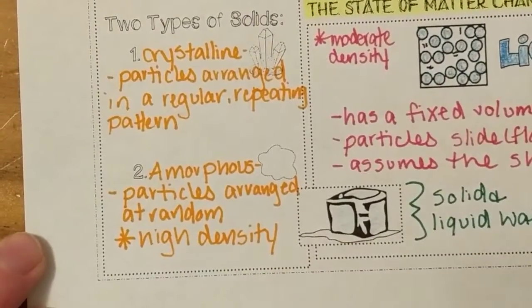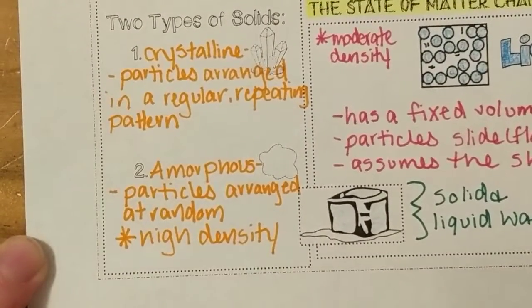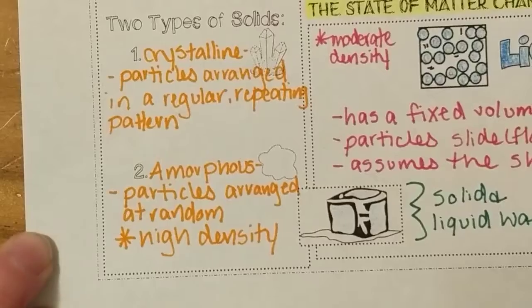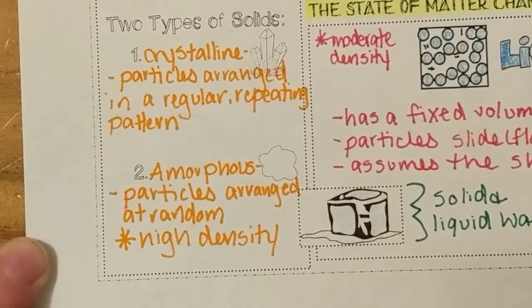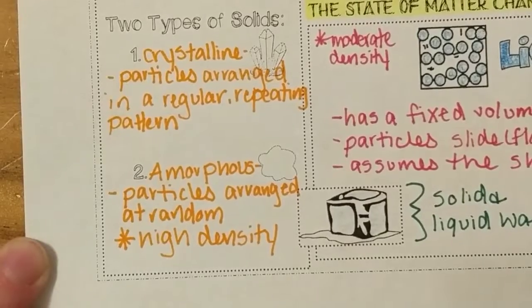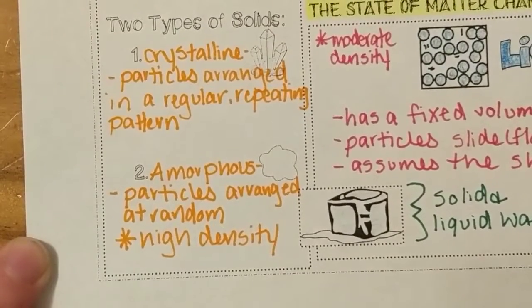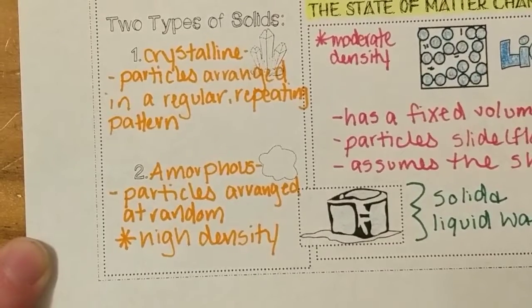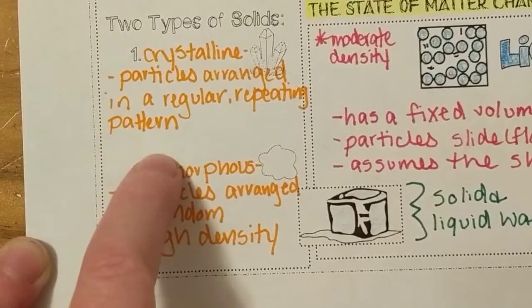There are two types of solids we're going to be observing: a crystalline solid and an amorphous solid. In a crystalline solid, the particles are arranged in a regular repeating pattern. A good example of this would be the rock candy that we made in the lab. If you look closely, you could see a definite shape that those crystals took because they have that regular repeating molecular structure.